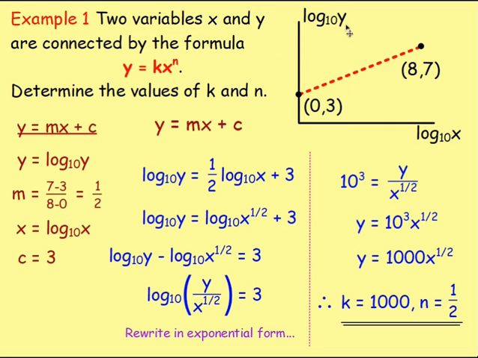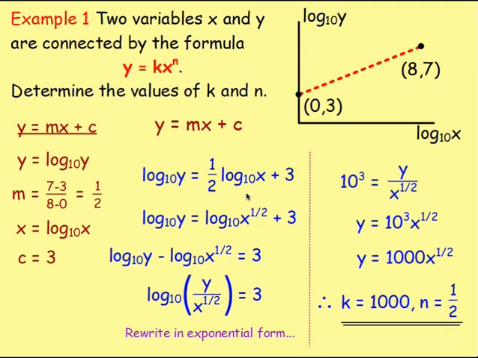Instead of y, we've got log base 10 of y. Instead of x, we've got log base 10 of x. M is just the gradient, do that the same way. y2 take y1 over x2 take x1. C is going to be 3, and from there you can sub them into y equals mx plus c.